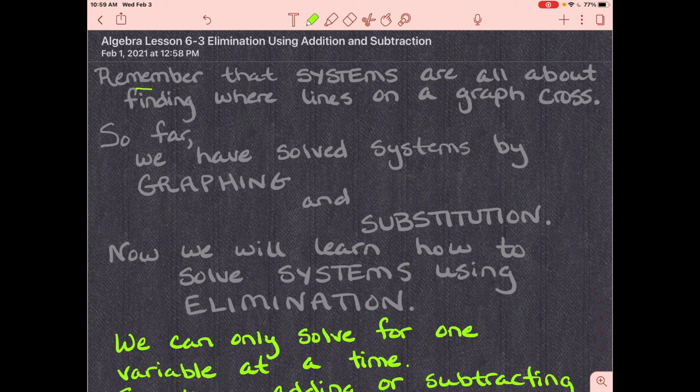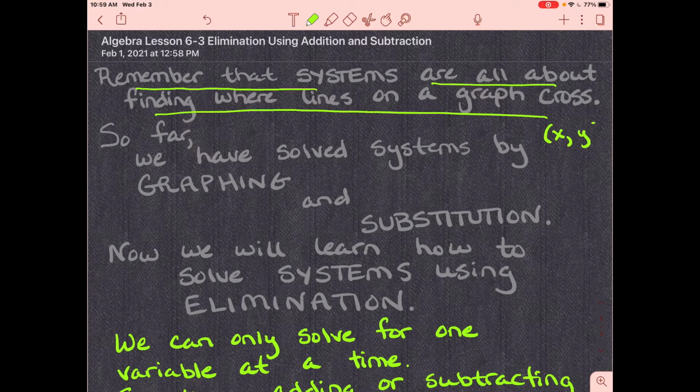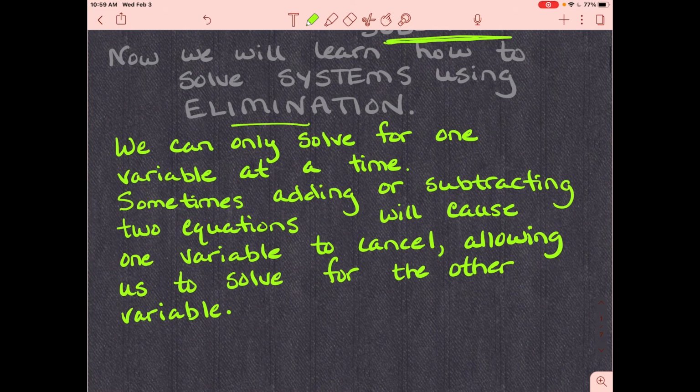So remember that systems are all about finding where lines on a graph cross. So we're looking for a point, an x and a y. So far, we have solved systems by graphing them and just looking to see where the lines cross. And then we solved by using substitution. Now we're going to use elimination. Remember that we can only solve for one variable at a time. Sometimes adding or subtracting 2 equations will cause one variable to cancel, allowing us to solve for the other variable. So that's what we're working on today.